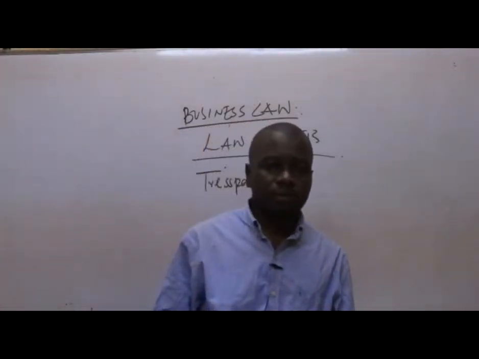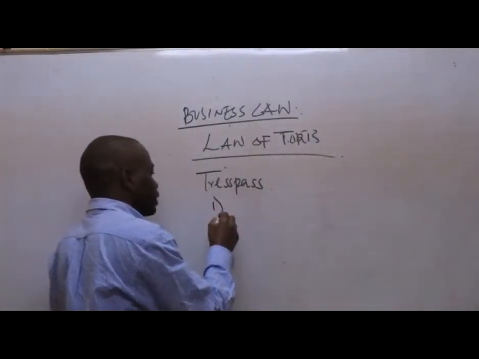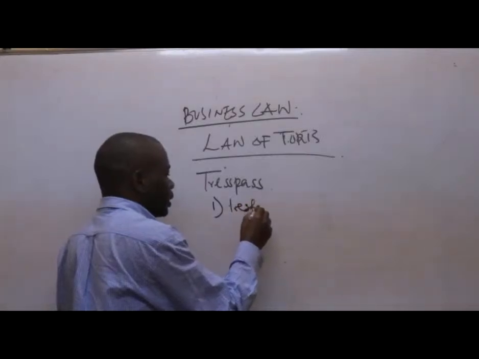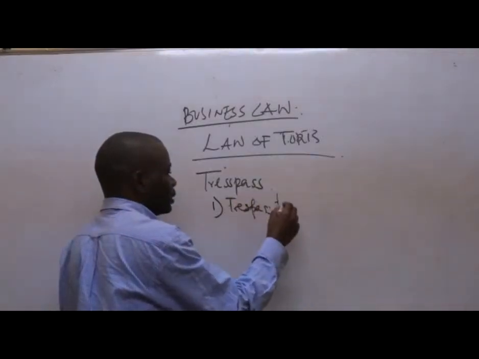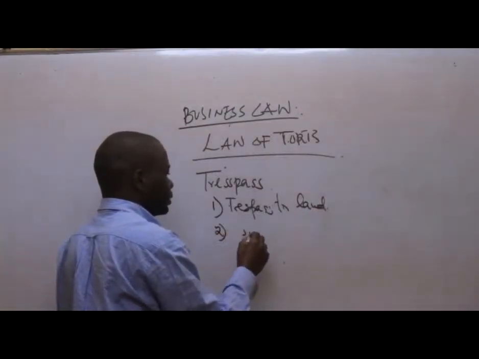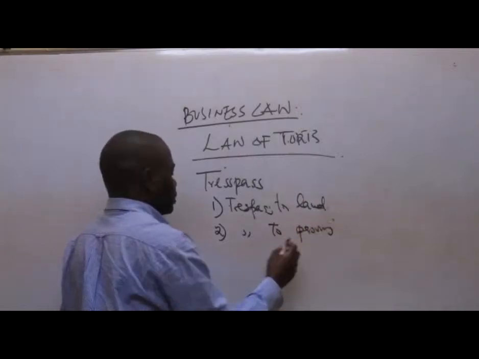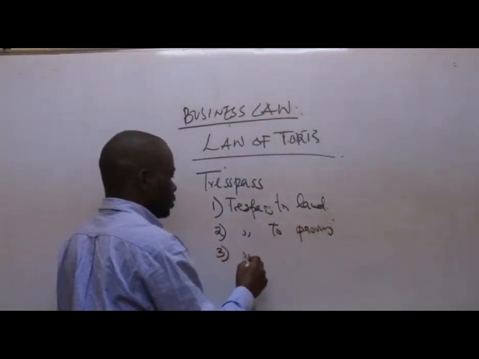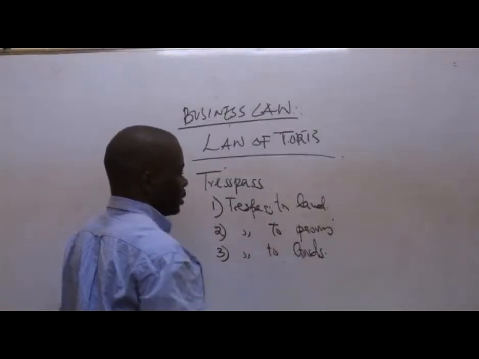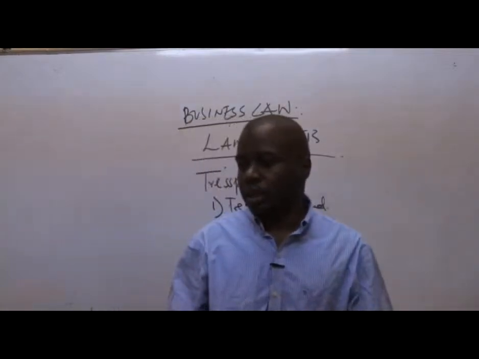So trespass can actually be categorized into three. So you can have three classifications under trespass. You can have trespass to land, trespass to persons, then we can have trespass to goods. So these are the three categorizations we can have with regard to trespass.